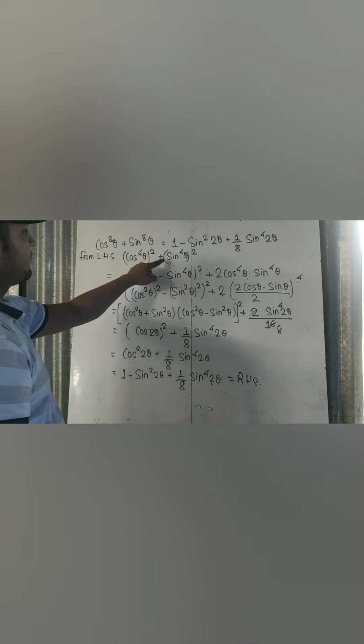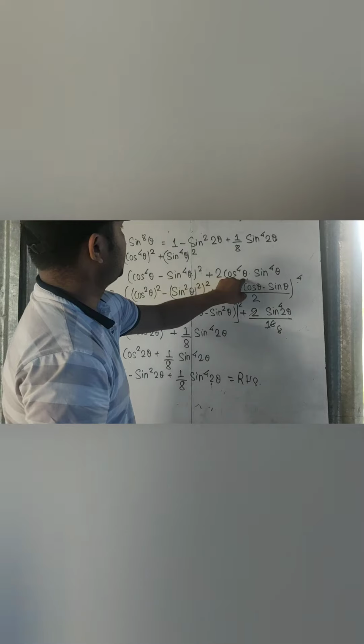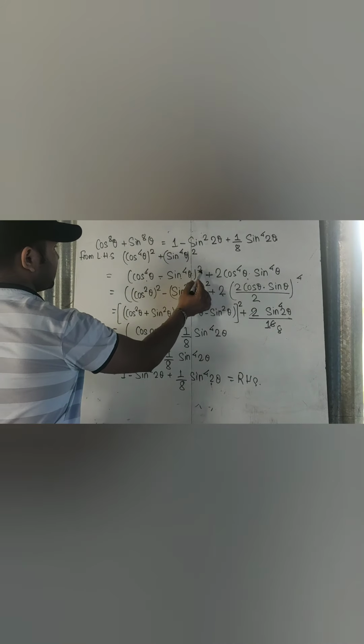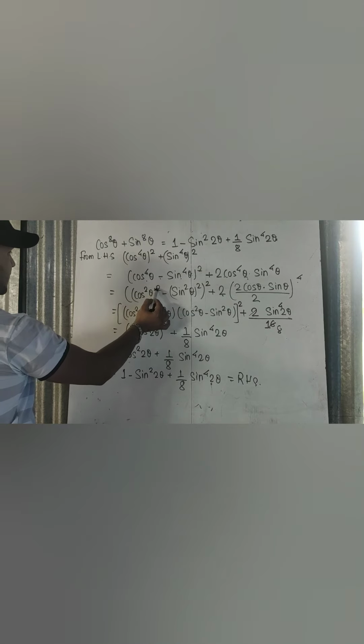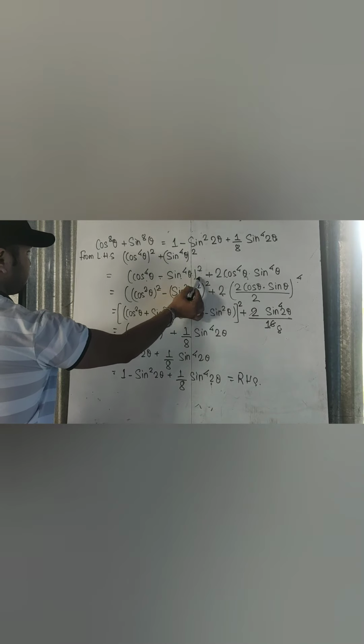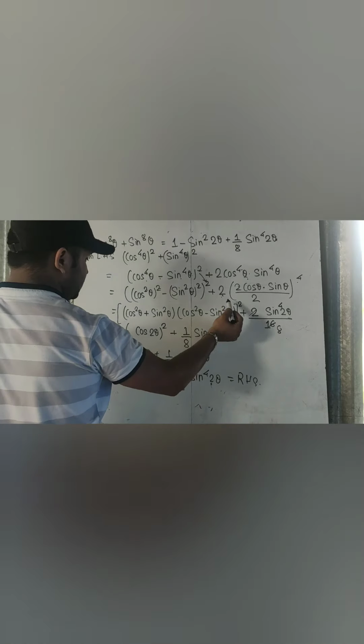See, A square plus B square, (A minus B) whole square plus 2AB. Now cos power 4 theta is the square of cos square theta, with 2 into 2 and power 4. First of all, write cos theta into sin theta. You have power 4 for both, and 2 into up and down. Now, further simplifying this in a similar pattern, we get our answer.